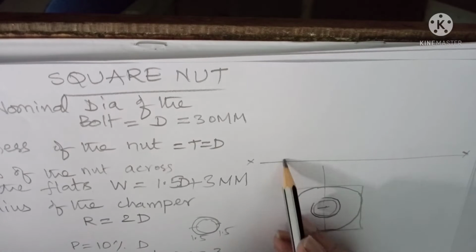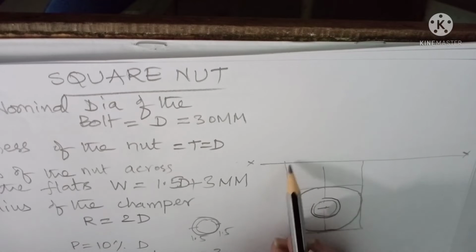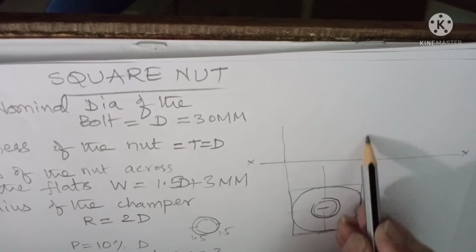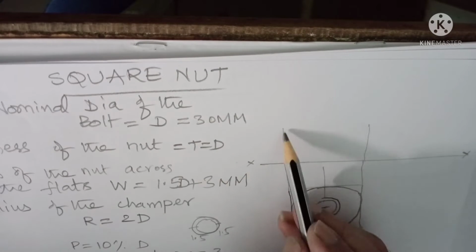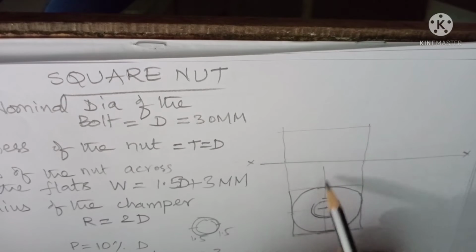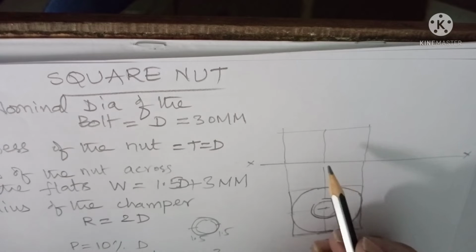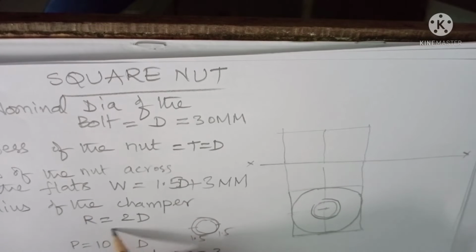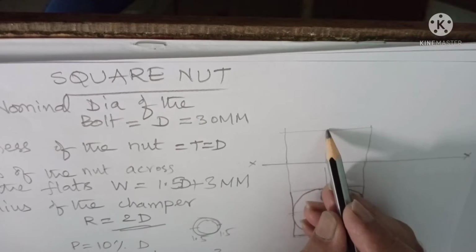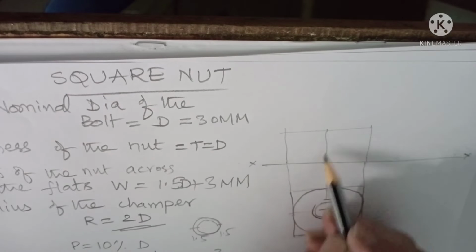Now extend these two lines, and take the thickness. Thickness we know, T is equivalent to D. Take 30, draw the lines like this. Now what is the radius of the chamfer? Radius of the chamfer is equivalent to 2D. It is 60. You just measure 60 from this point.